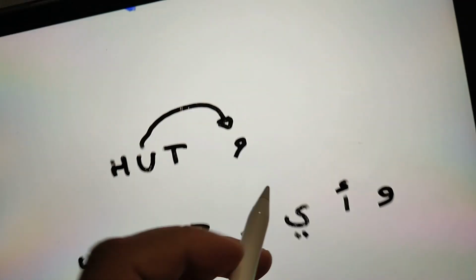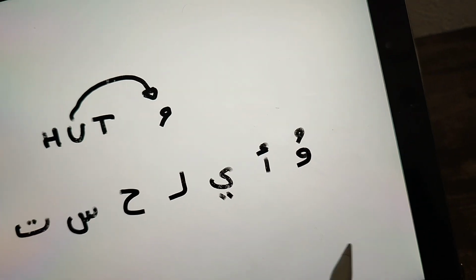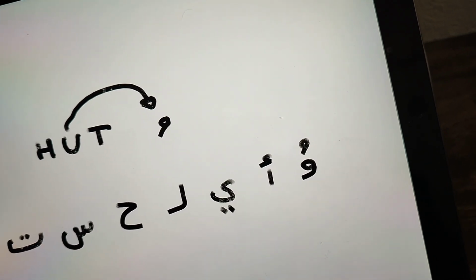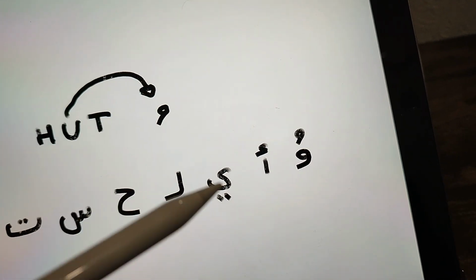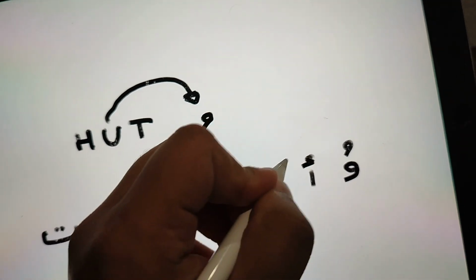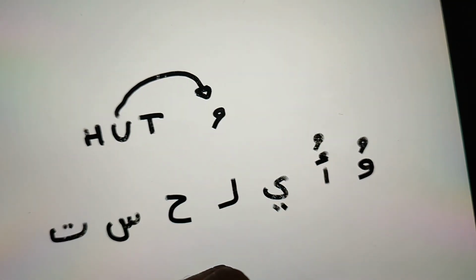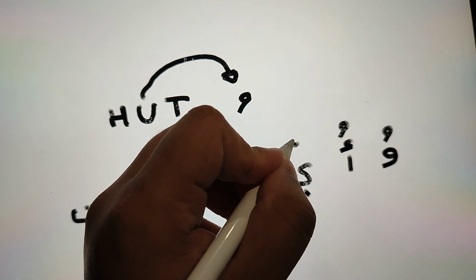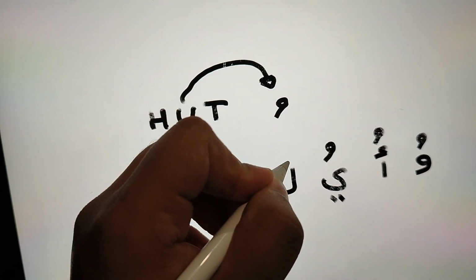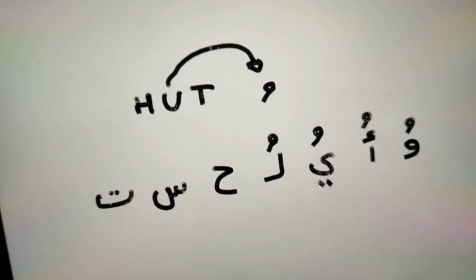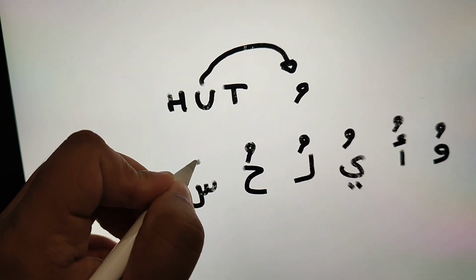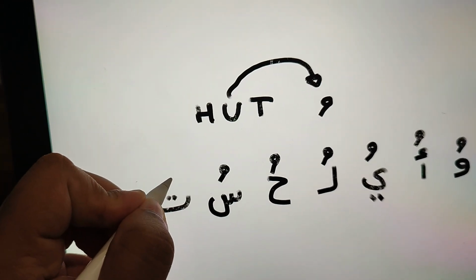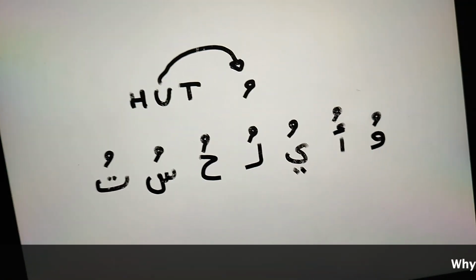Now, if we add a dammah to the top, instead of making a w sound, wow makes a wu sound, as the dammah makes a u sound. So wu. Now hamza will make a u sound, ya will make a yu sound, lam will make a lu sound, ha will make a hu sound, sin will make a su sound, and ta will make a tu sound.